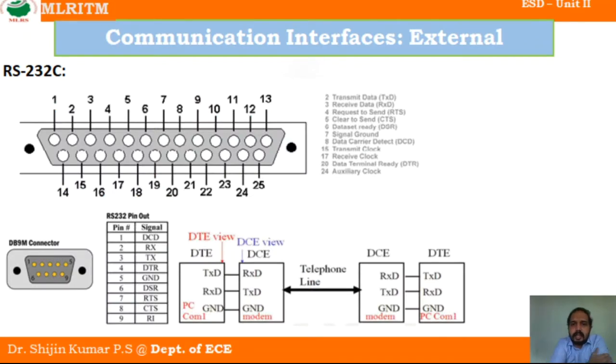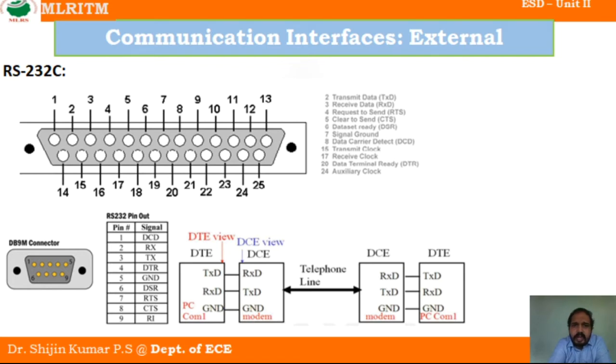So these are the connectors. We have a 25 pin RS-232 connector, or a 9 pin connector is also there. We can transmit the data, request to send, then clear to send, which is an acknowledgement given from the other device. Then data set ready, ground signal, then data carrier detect, then transmit clock, then receive clock. These are the signals present in the 25 pin connector.